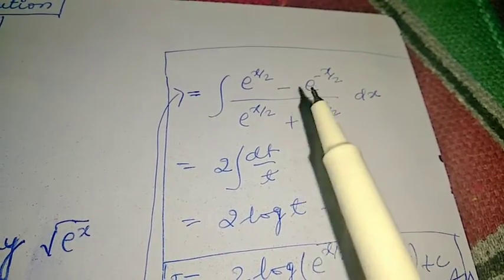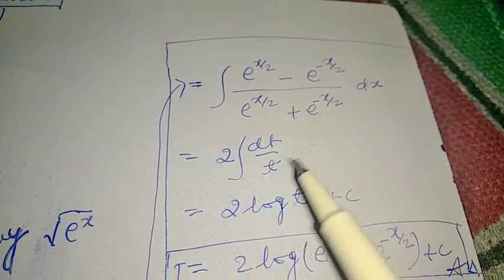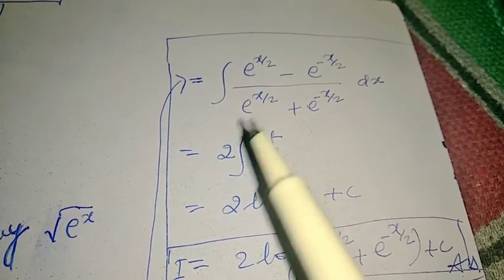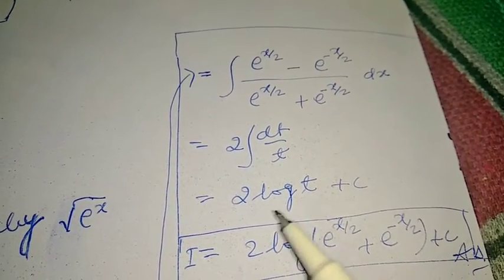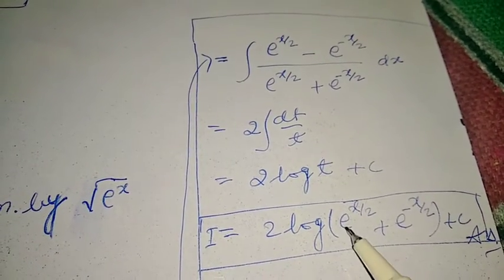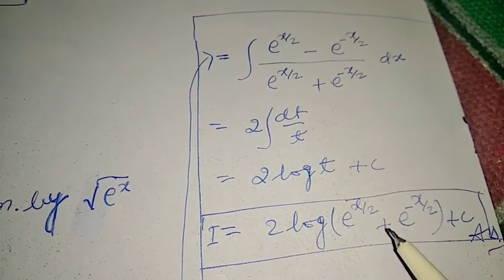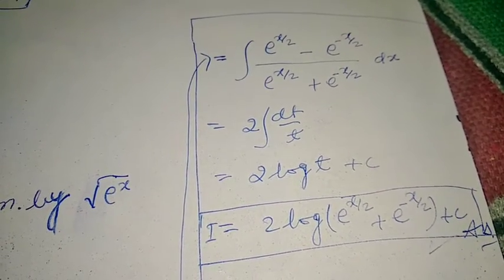So we'll write this in the form of t, so it will be 2 into integration of dt upon t. When we integrate this, it will be 2 log t plus c. So we can put the value of t, so it will be I is equal to 2 log of (e^(x/2) + e^(−x/2)) plus c. So this will be the answer.